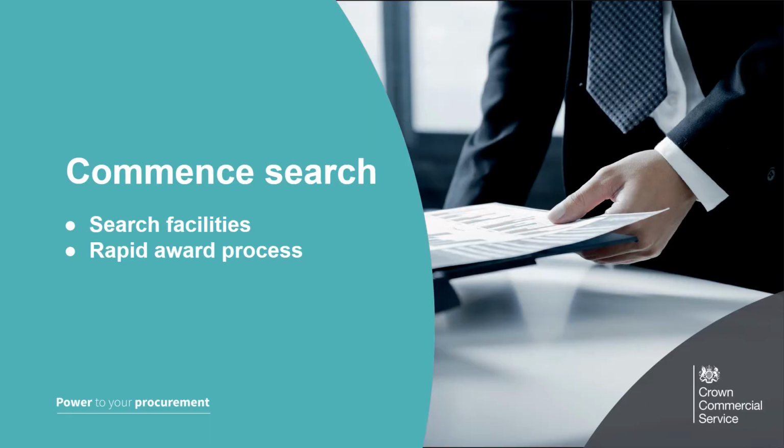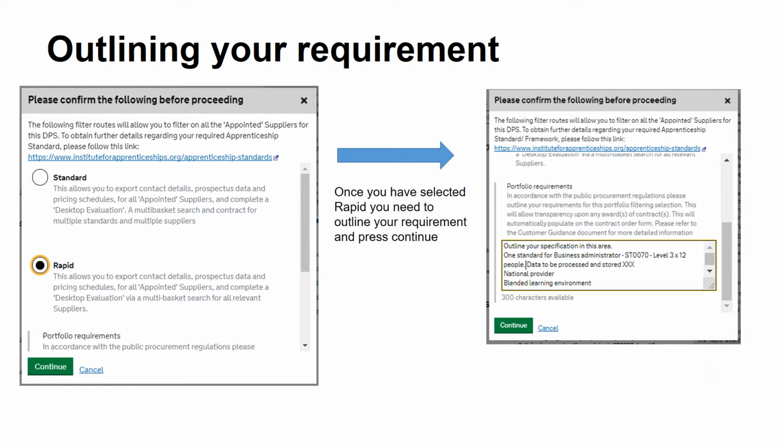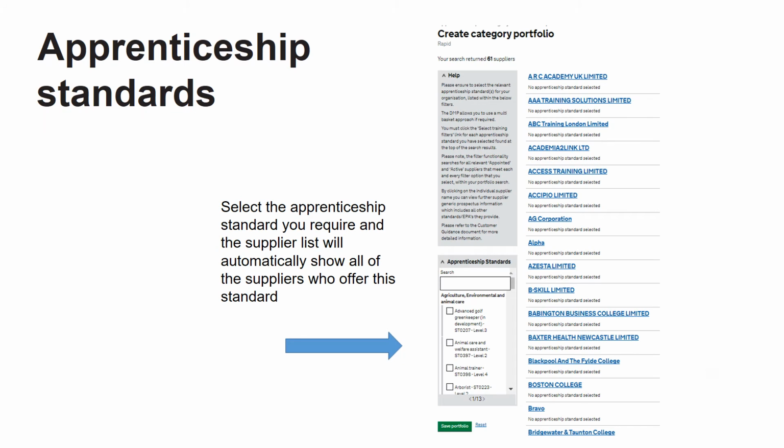I will now take you through the Commence Search functionality. Once you have selected Rapid, the box will extend where you need to outline your requirements. This information will automatically be populated in your contract order form. You will be able to amend the wording in the order form at a later stage if required. The system will automatically update to the suppliers who offer this standard.